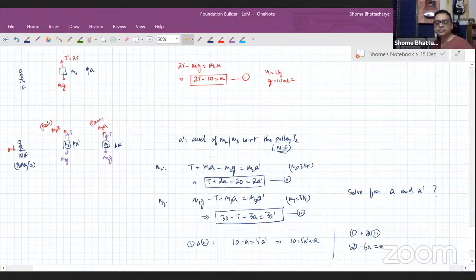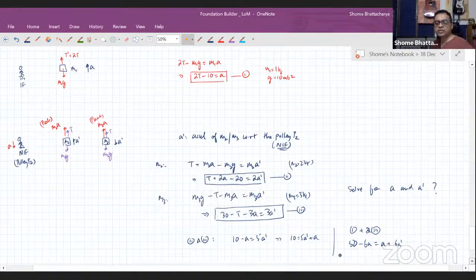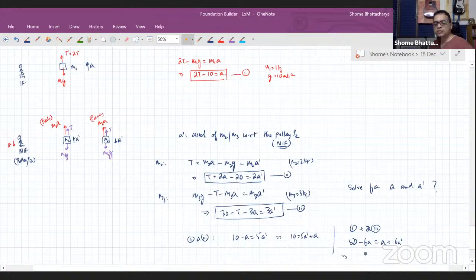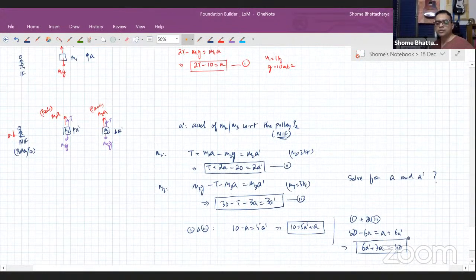So I have one more relation, that 6A prime plus 7A is equal to 50. Okay. So now I can solve this equation and this equation, and from this I can find out A and A prime.